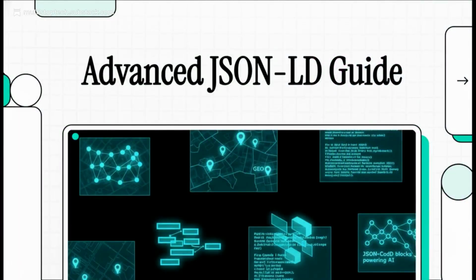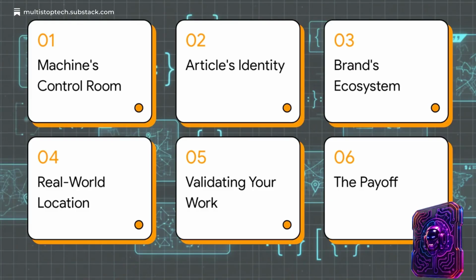Okay, enough theory. It's time to stop talking about JSON-LD and actually start putting it to work. We're going hands-on to build this code directly into your website. This is how you give crystal clear instructions to search engines, to location services, and of course to AI. So let's get you ready to deploy, connect, and validate your work so machines can finally understand what your content is all about.